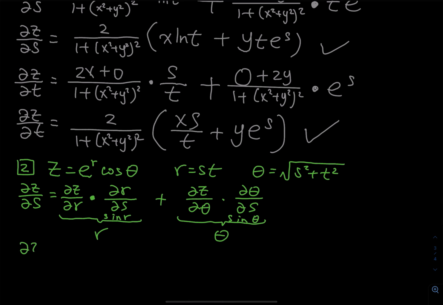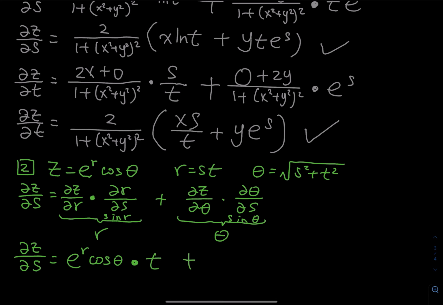So that will be the partial of z with respect to s. The whole thing with respect to r, so that means r is the only variable. So e to the anything is e to the anything. Cosine theta is just a constant. And then we do the dot. Dot means we are doing dr ds. With respect to s, s is the only variable, and the derivative of a linear term is 1. So this is a t.